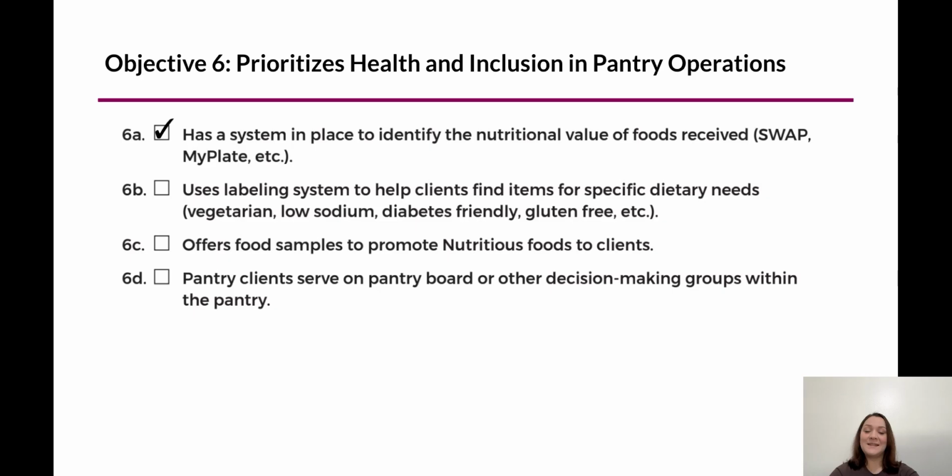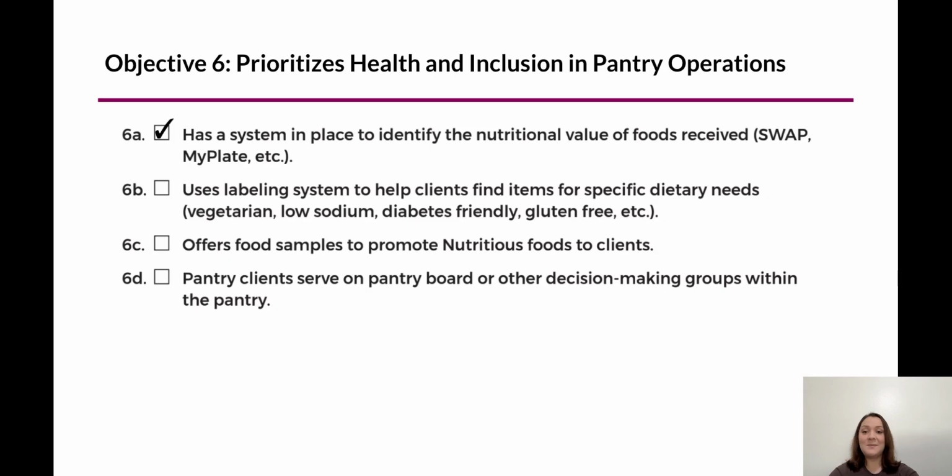Here you'll be looking for a system to identify nutritional value of the food distributed at the pantry. This might include SWAP, which stands for Supporting Wellness at Pantries, and this ranks foods based on their nutritional value. Perhaps you use the MyPlate guidelines. These guidelines categorize foods in groups and make recommendations for balanced eating. Offers food samples. This gives them a taste of nutritious food options. Other assessment methods. Ask the pantry if they use other methods to grade the food that they receive and distribute.